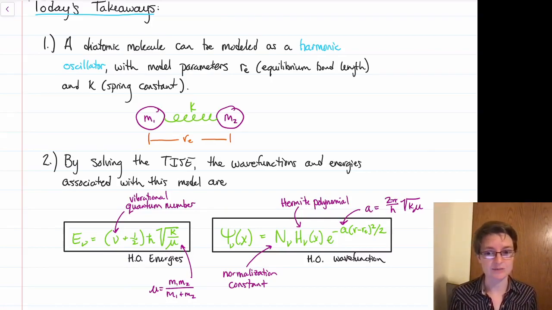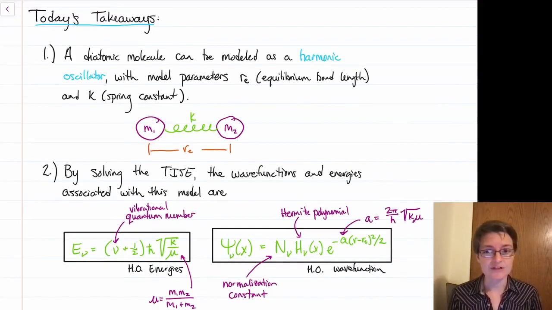Similarly, our energy expression can be used to show that the transitions between energy levels for the harmonic oscillator are all the same, h bar times the square root of k over mu, and that can help us, in collaboration with experimental results, start to see how we can use spectroscopy to predict chemical information like bond strengths. So that's it for today.